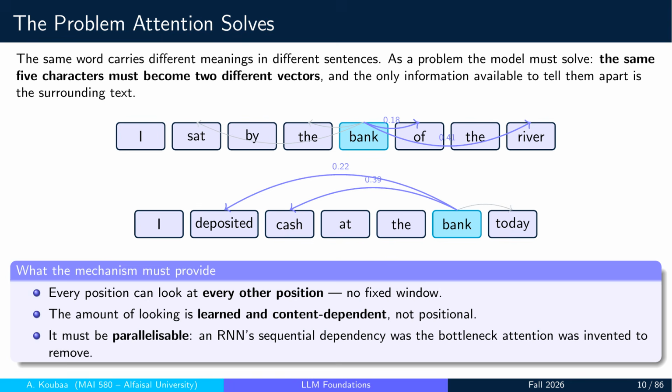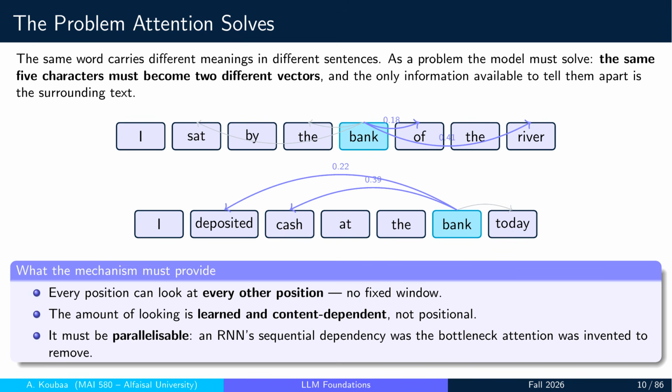Now, the classic example. Consider the word bank. Look at the two sentences on the slide. In the first, I sat by the bank of the river. In the second, I deposited cash at the bank today. The same 5 characters appear in both, but the meaning is different.